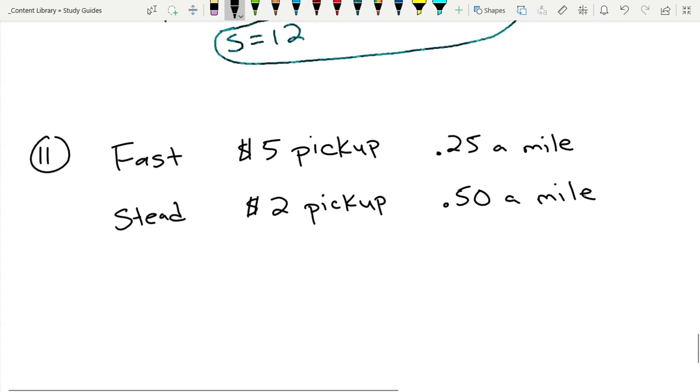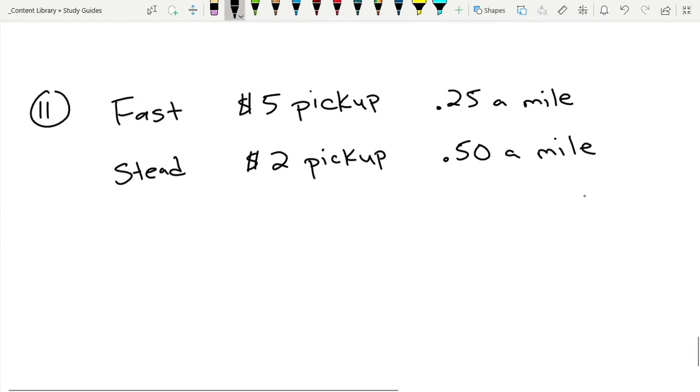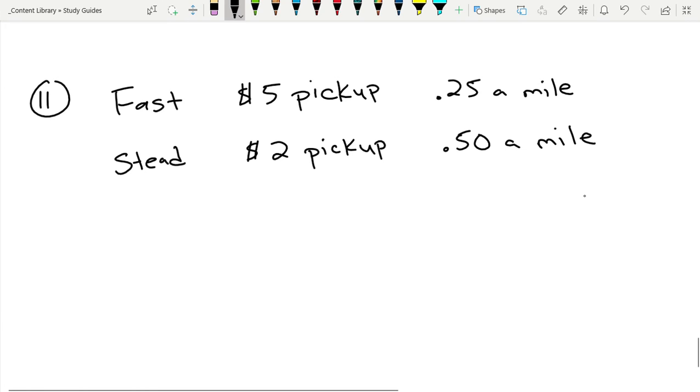And this is where a system of equations would be used in the real world when you're trying to figure out what company to pick. You would want to pick the one that costs the least amount of money for you. So if you're going not far at all, then probably the steady one. But if you're going fairly far, you'd pick the fast one. Well, the question is, where's that break-even point? Where do they cost the same amount so you know who to pick?